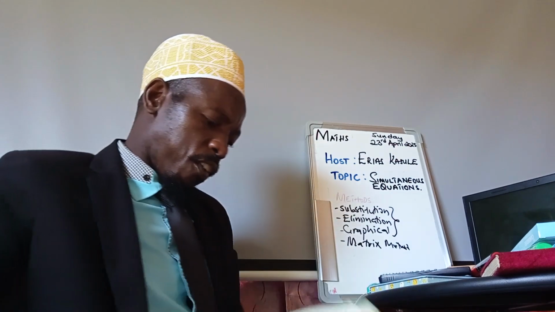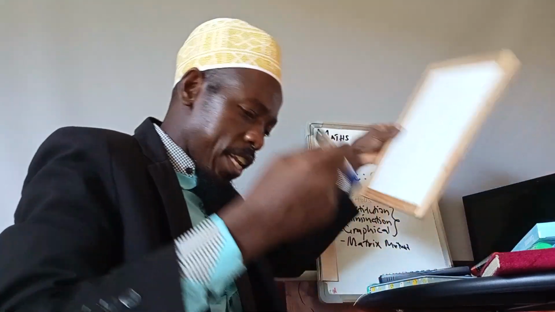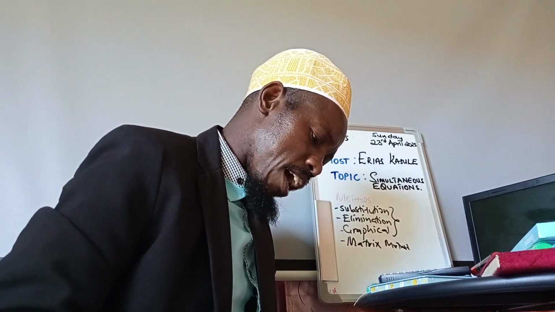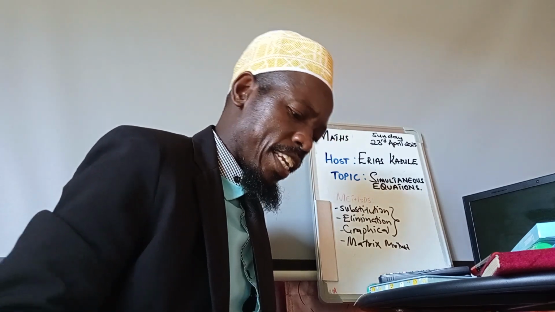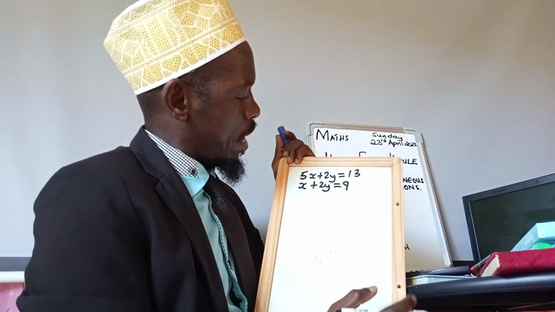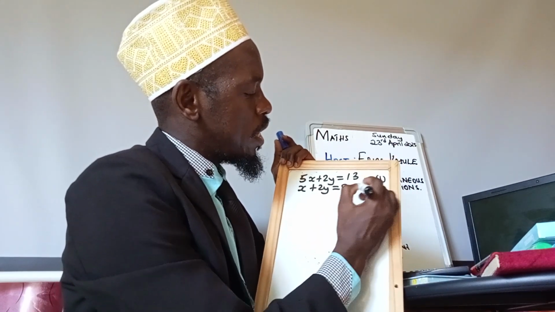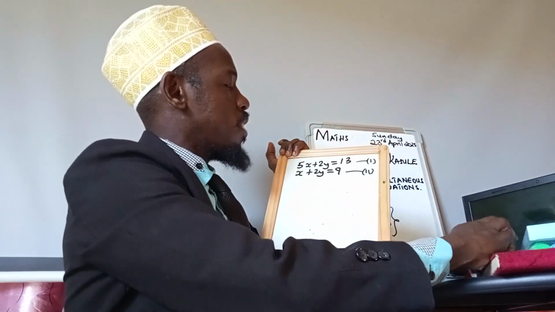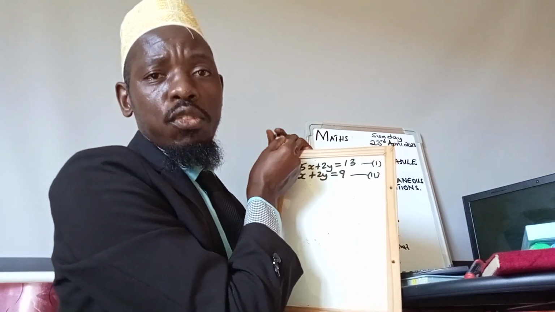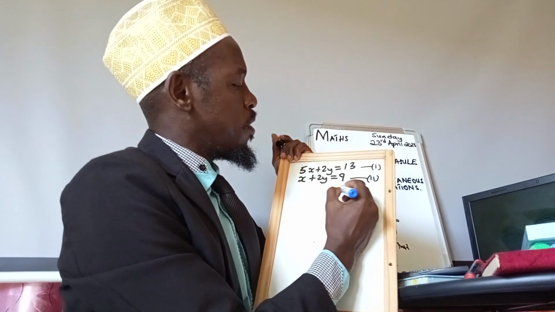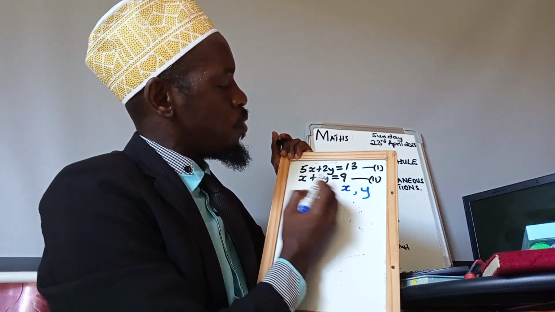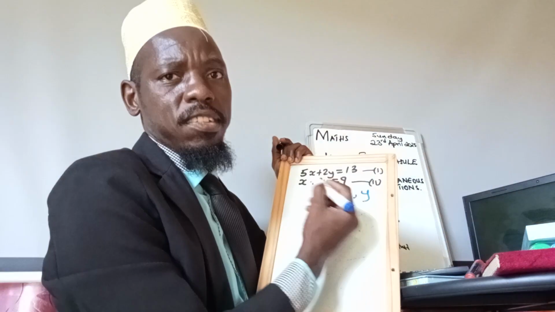The question is 5x. I have another board here, let me just write it here. It is 5x plus 2y equals 13, and x plus 2y equals 9. So these are my equations; I could call this equation 1 and this equation 2. These are simultaneous equations. You can see there are two equations and two variables. The variables are x and y.